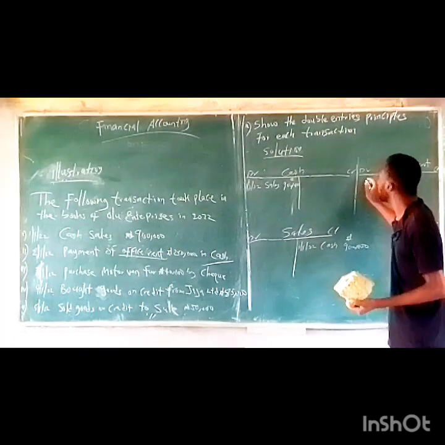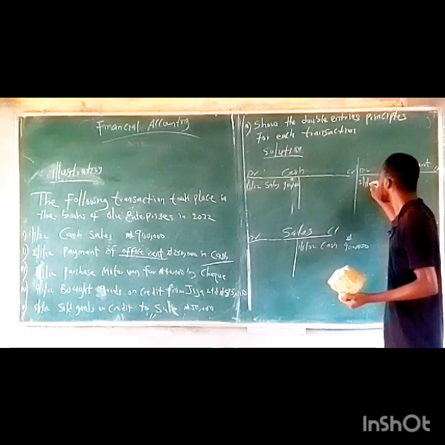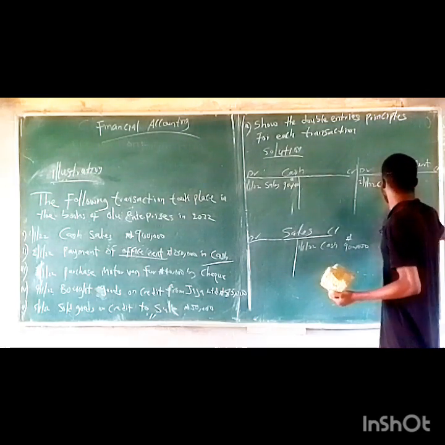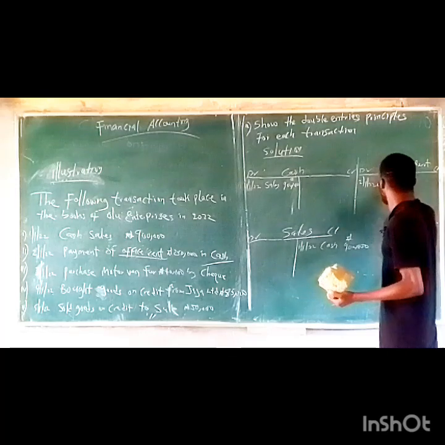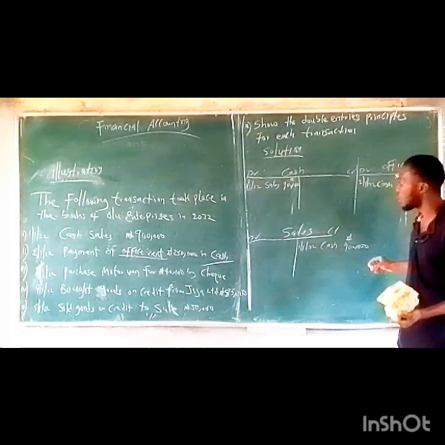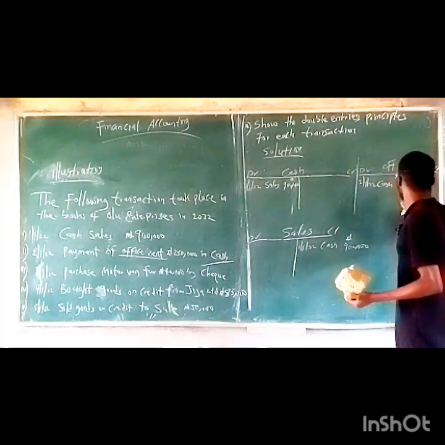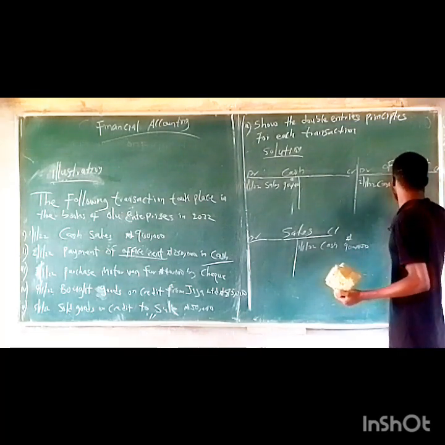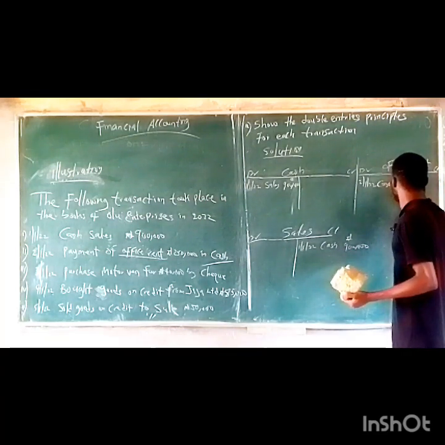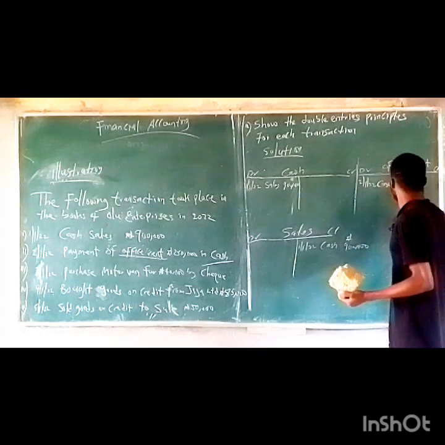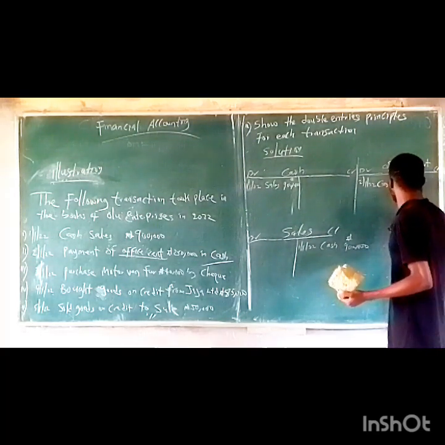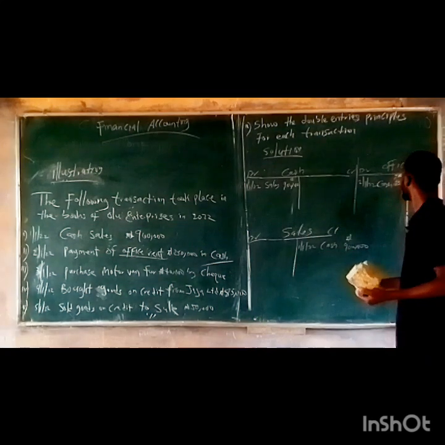Now what's the date? The date is 2nd of January 2022. Then what am I going to write? I'm going to write cash. Then the value is 250,000. Alright?